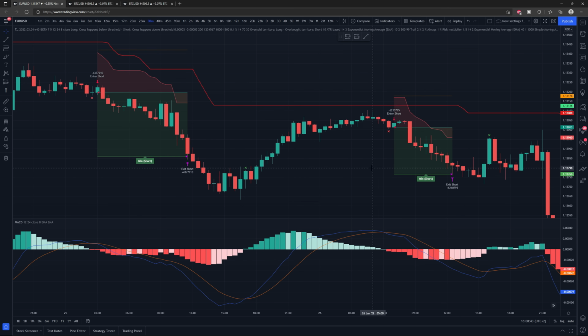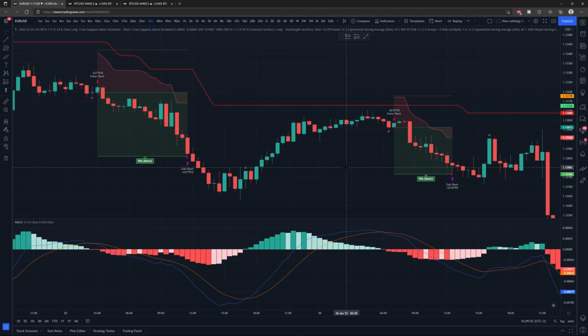It happens again over here for another short entry. See, we get the cross down on the MACD from over the zero line of the histogram, and then once that has closed, it goes into a short entry, and we see that trailing stop loss moving down and eventually hitting the take profit target here.